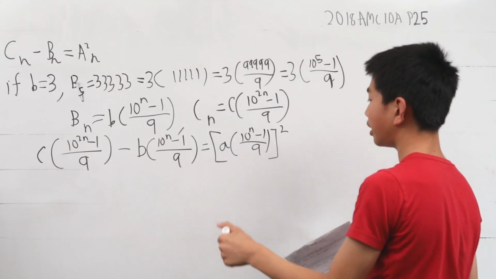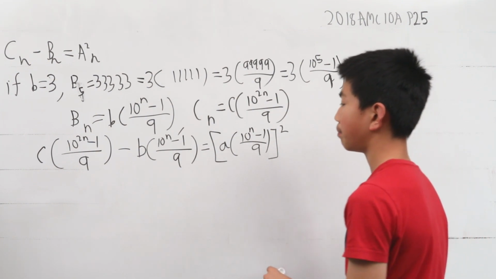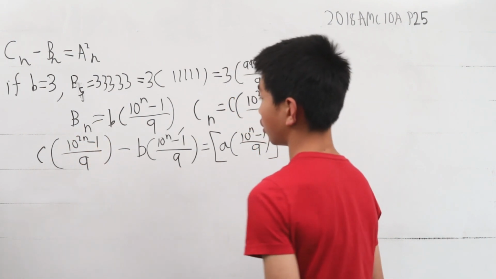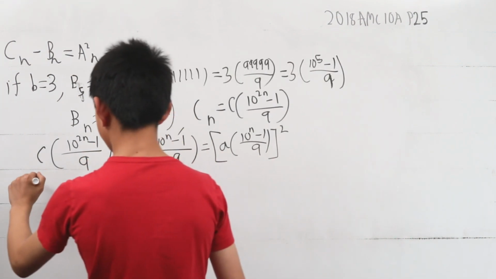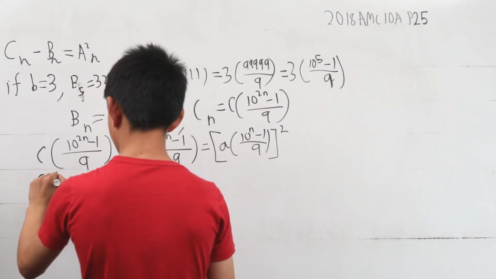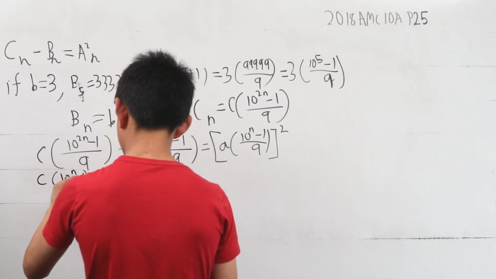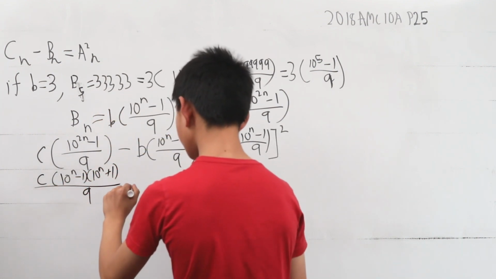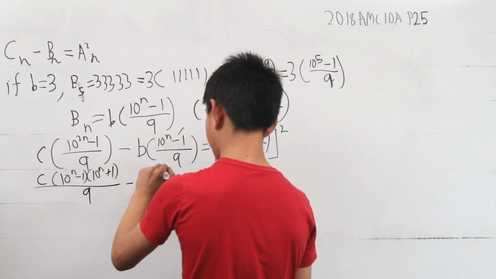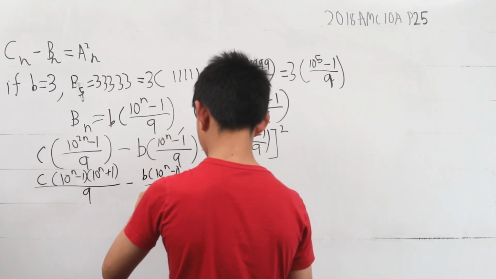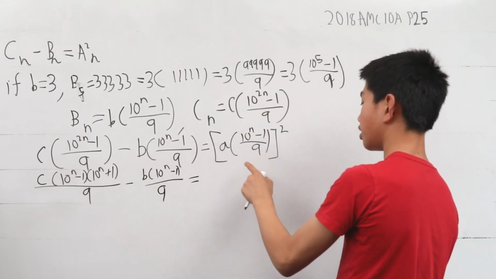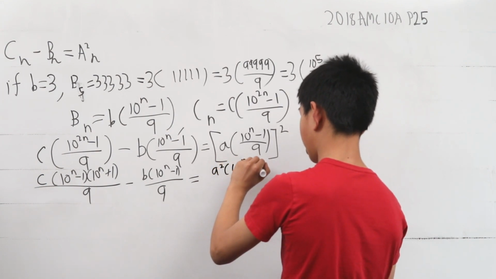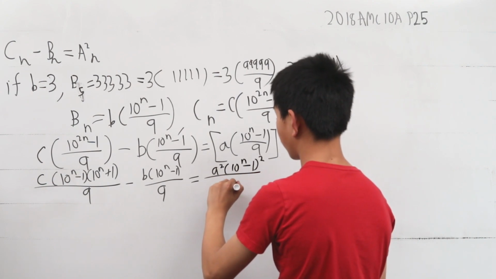So what we can do here is manipulate it, because we see here that this is still a difference of squares. So we can rewrite this as c times 10 to the power of n minus 1 times 10 to the power of n plus 1 over 9, minus b times 10 to the power of n minus 1 over 9. And then on the right, we have a squared times 10 to the power of n minus 1 squared over 9 squared, which is 81.